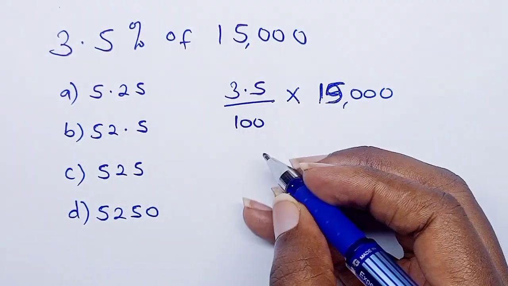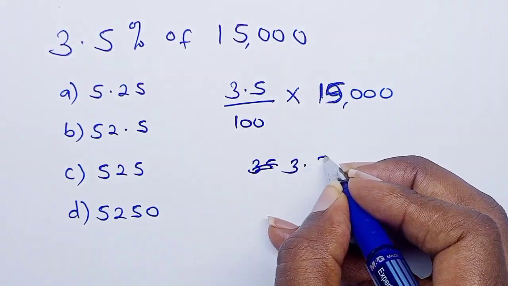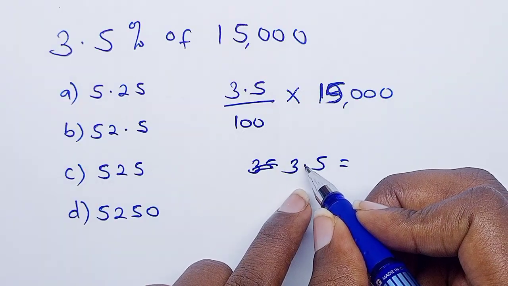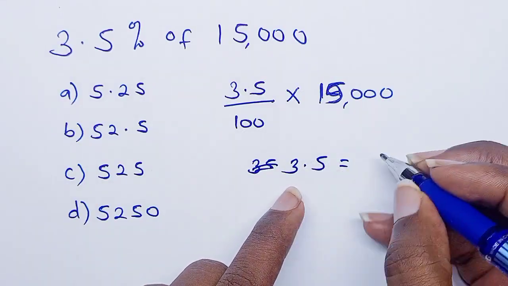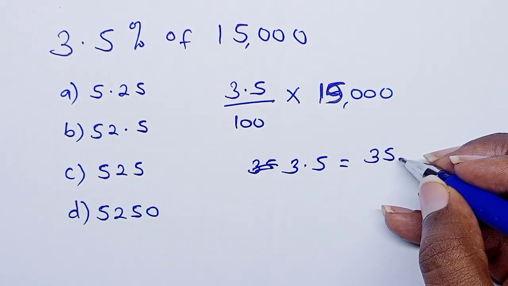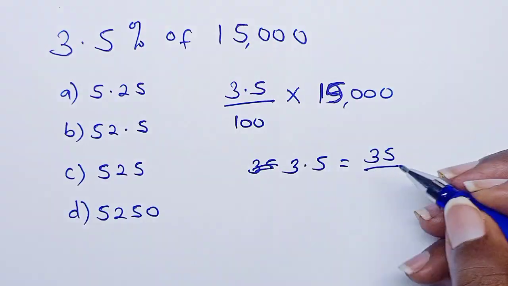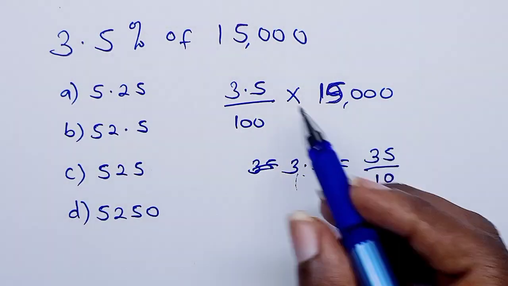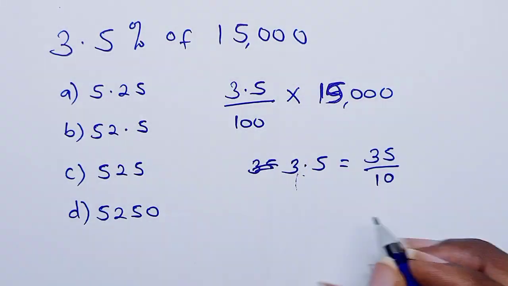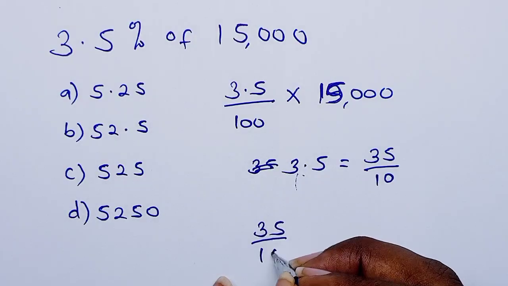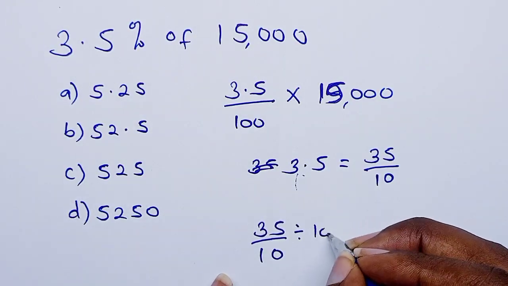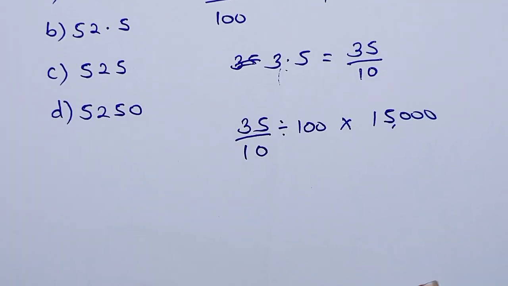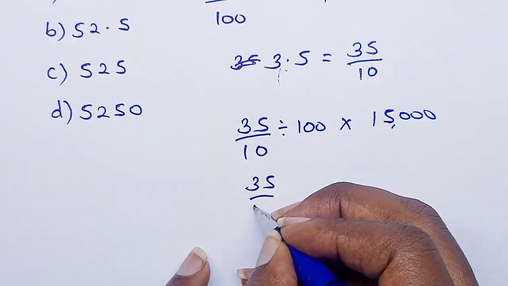Now here we have 3.5. 3.5 is equal to, how many decimal places are there? It's one decimal place. So you get 35 and then divide by, since it's one decimal place, it will be over 10. So this is the same as this, and we can replace this in this place. So we shall have 35 over 10 divided by 100 times 15,000.